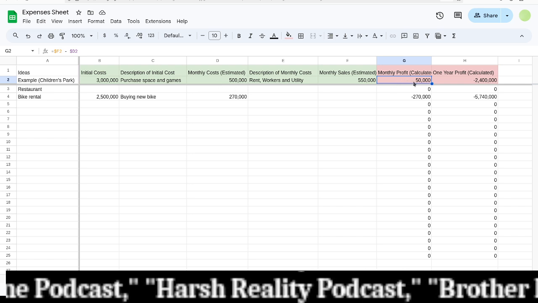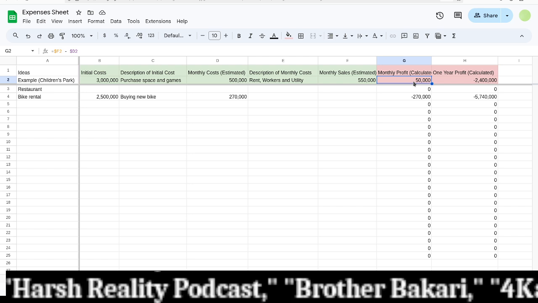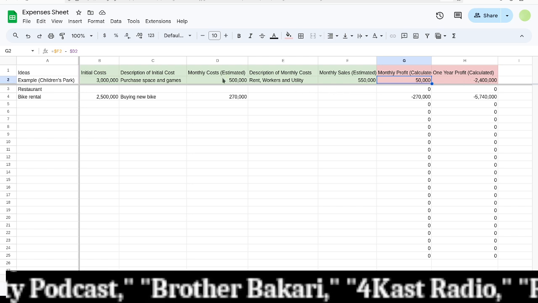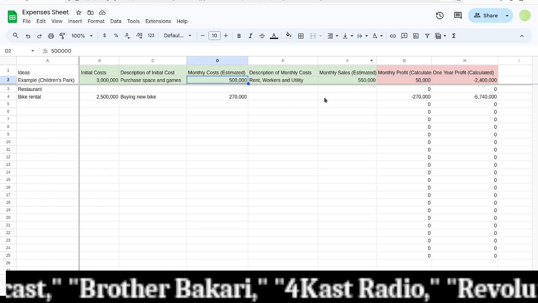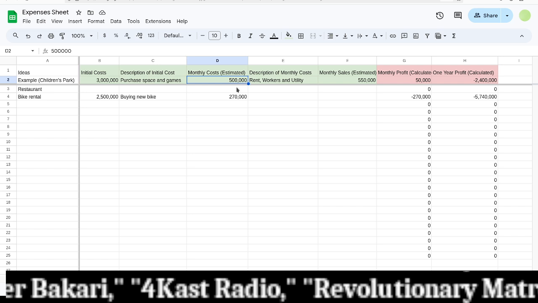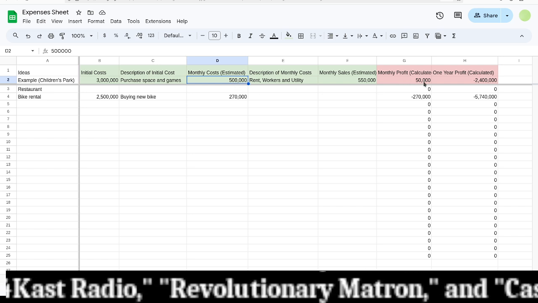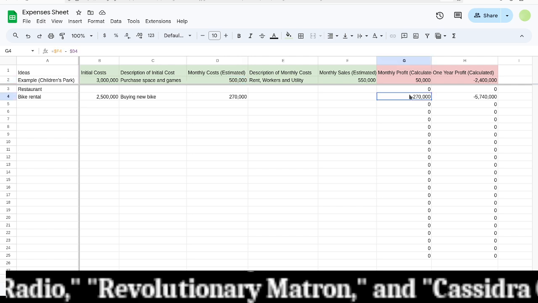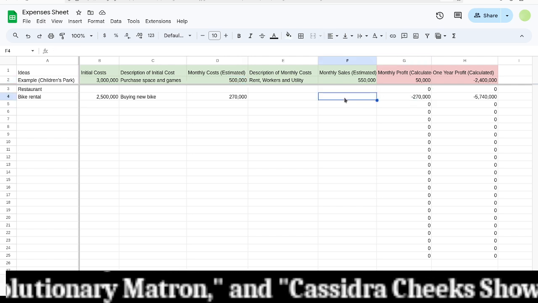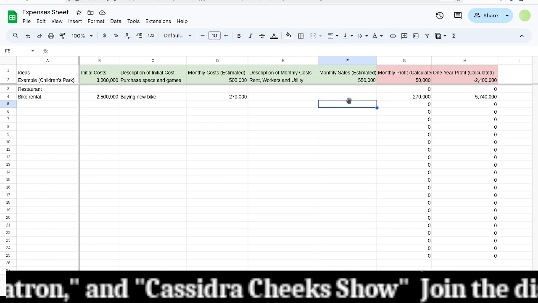But the monthly profit is $F2 minus $D2, and D2 is over here. So basically, the monthly profit would be 550K minus 500K, and that would give you 50K, right? So you see this right here says negative 270K because my wife didn't fill in the monthly sales yet, right? And of course, I think that maybe possibly she's going to put this number over here, but who knows?